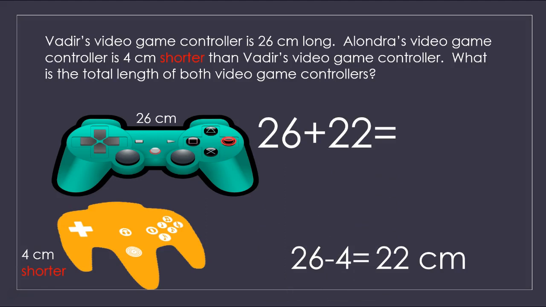Okay, so did you have the number sentence for 26 plus 22? Because we're seeing how much the total length of both of them are. And what was the answer that you got for 26 plus 22? Did you get 48 centimeters? If you did, give yourself a kiss on the brain. Good job.